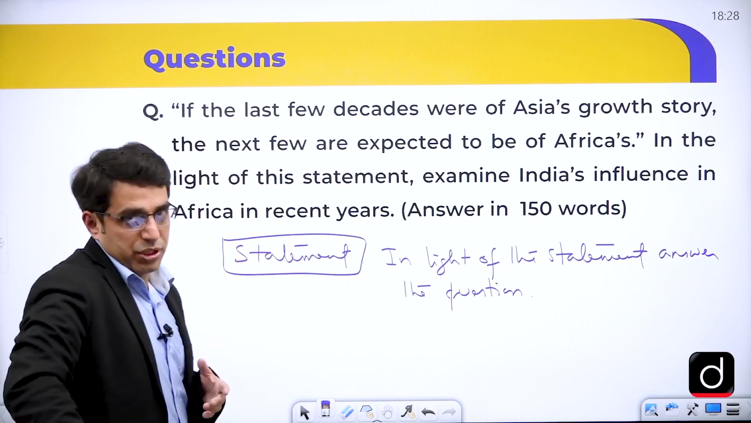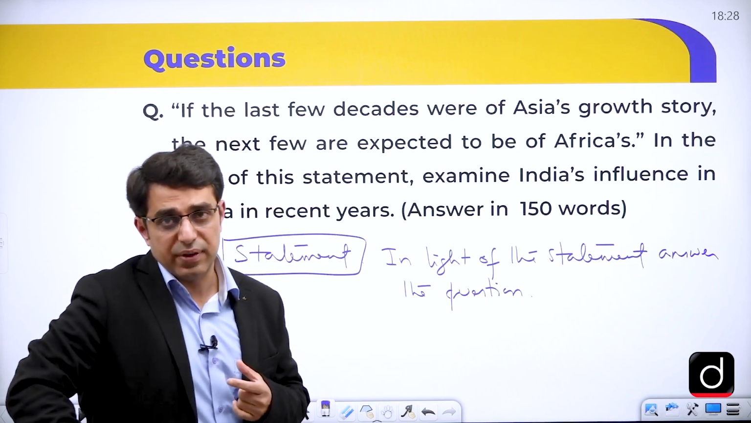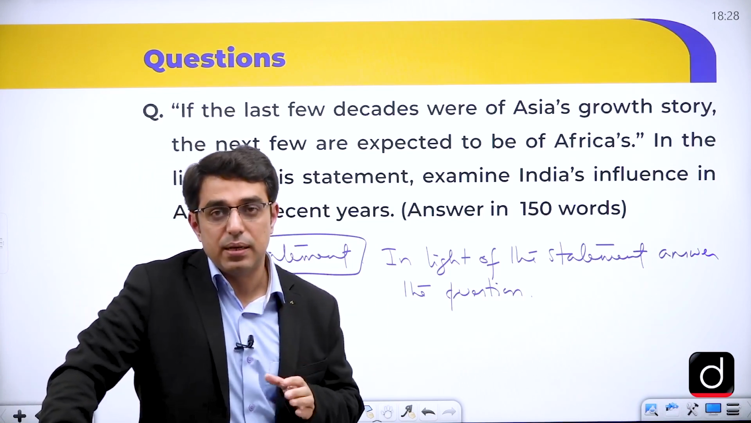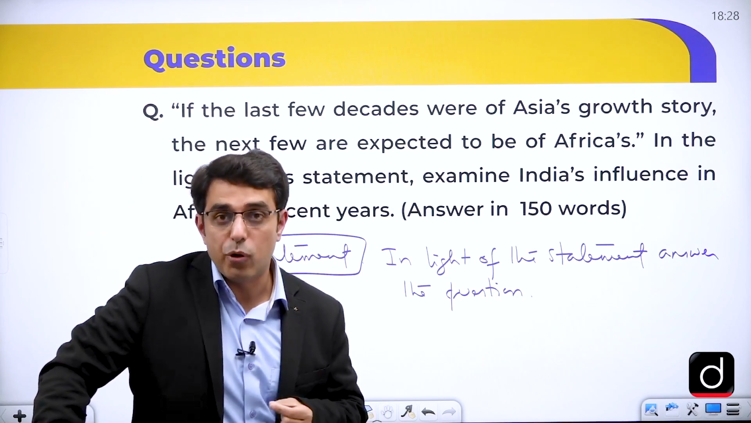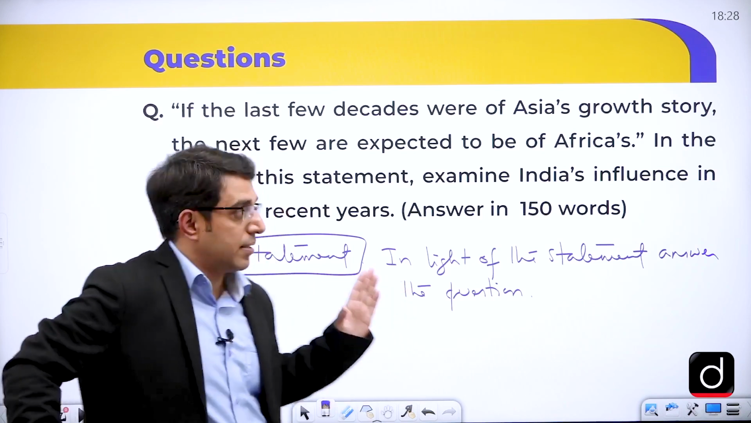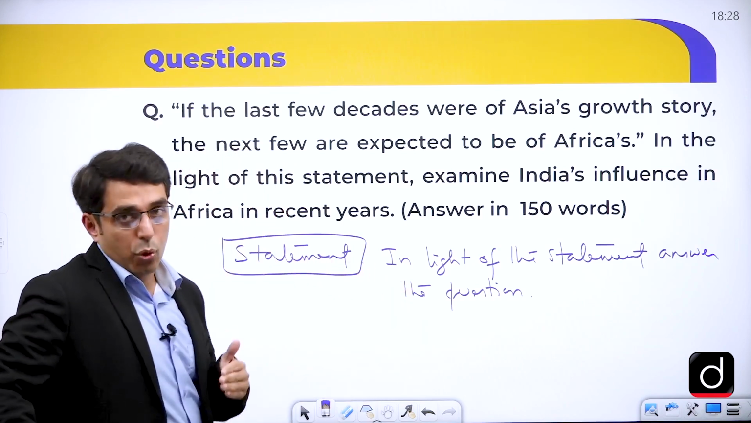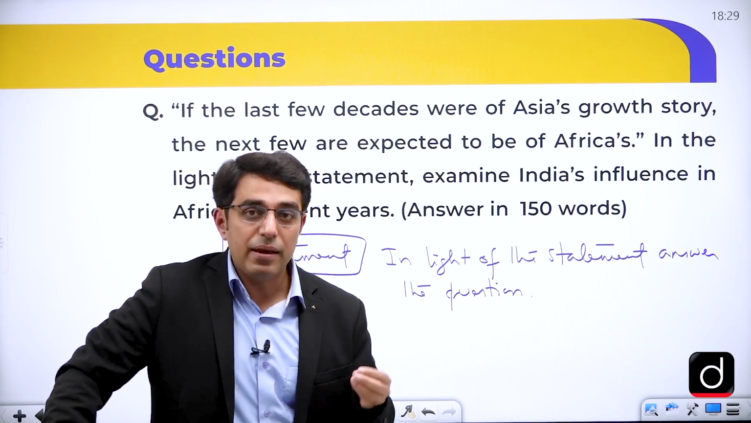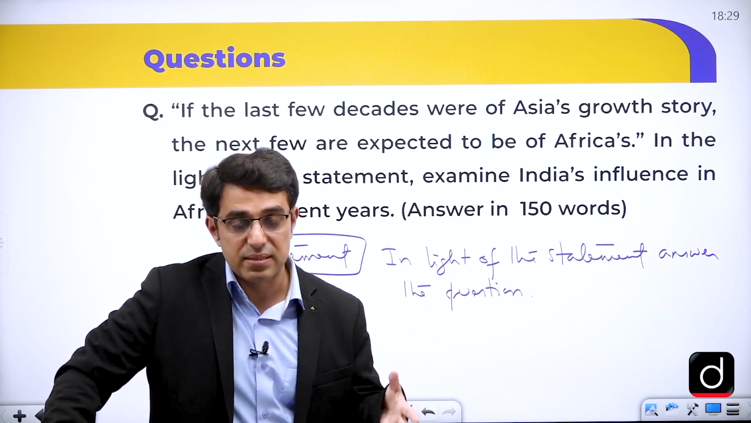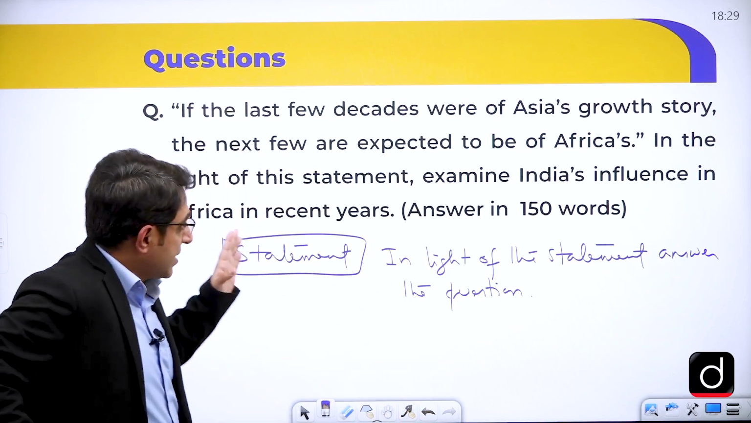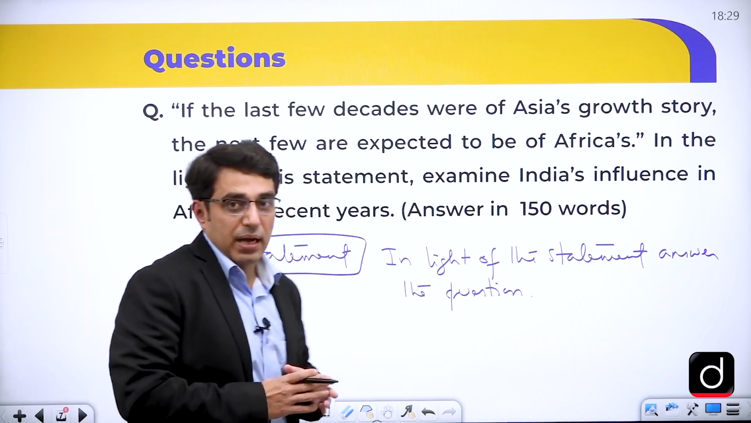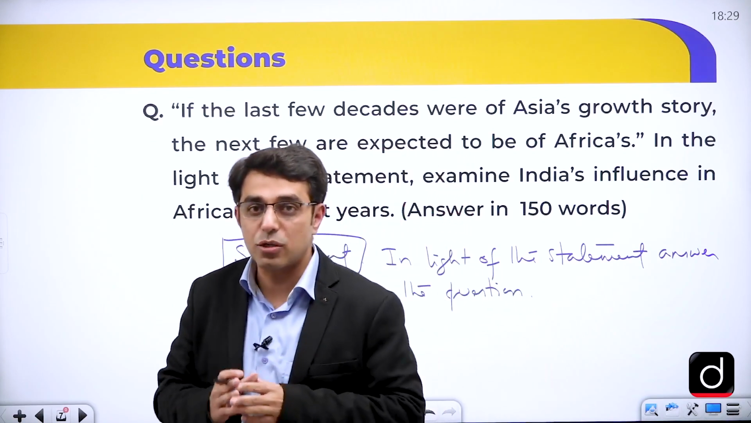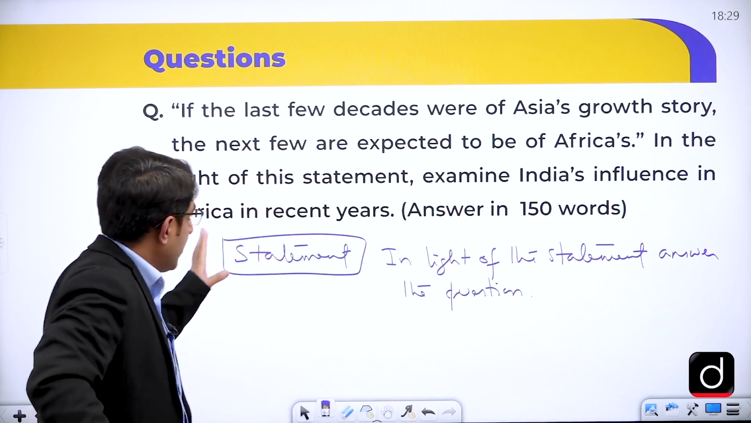Now, how to answer this question? Whenever such a statement is given and we are asked to answer in the light of the statement, we must give a few points about that statement, substantiating it: if the momentum of growth is shifting towards African countries, what is the reason for that, why is it happening. If we can give some examples that this is happening because of these reasons, it is always better. So we will start the answer by giving some points about how Africa has been leading the growth rate in the world, or how Africa is acting as a growth pole for the entire world. That will be the first part.